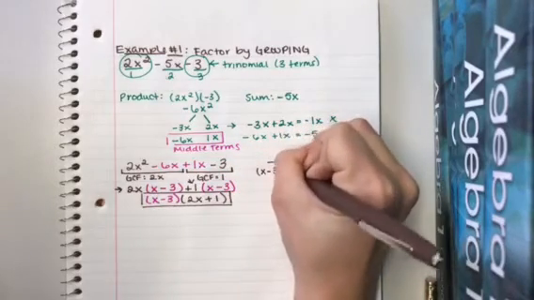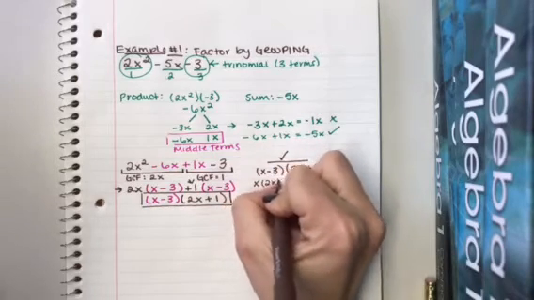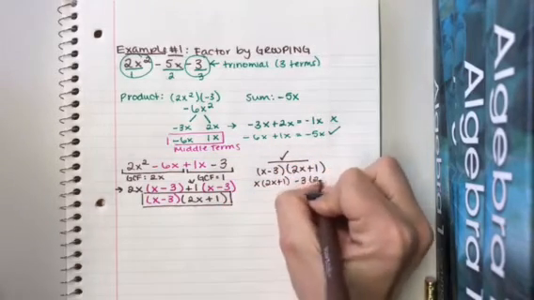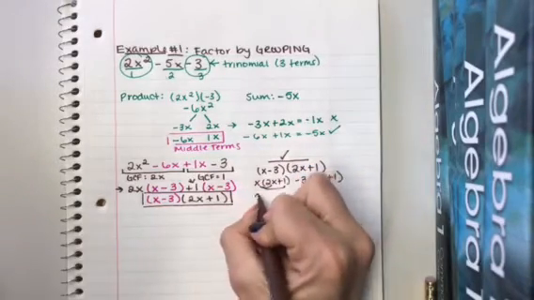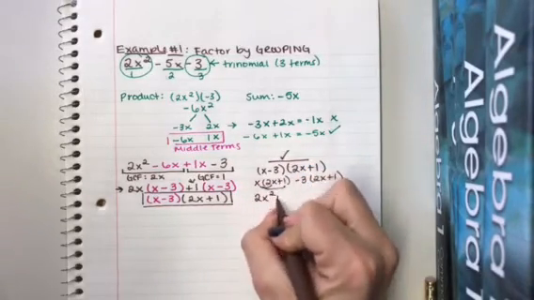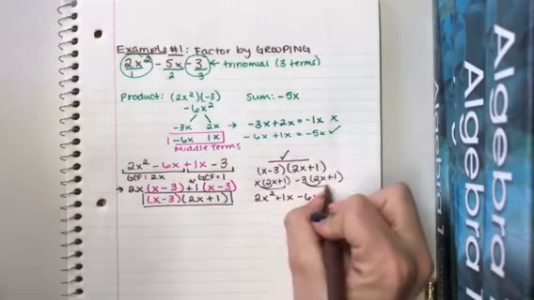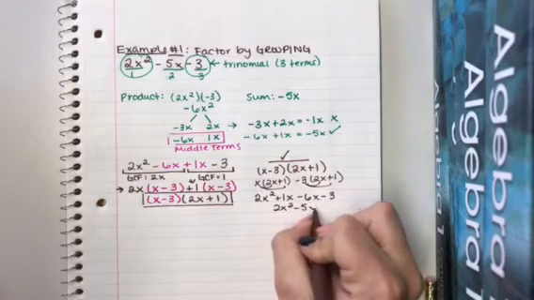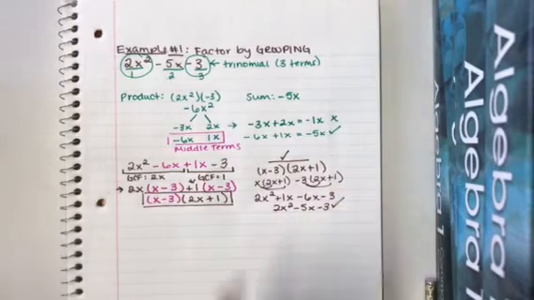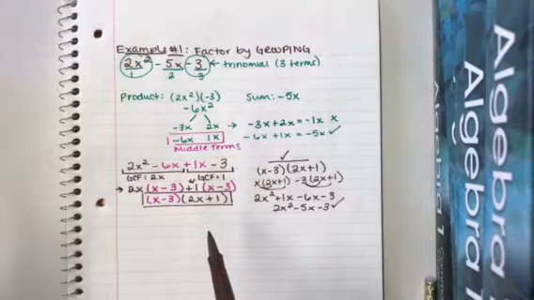So we do x minus 3 times 2x plus 1: x times 2x plus 1 minus 3 times 2x plus 1. And when I go across and distribute twice, we get 2x squared plus 1x minus 6x minus 3, which is 2x squared minus 5x minus 3. So it checks out, okay? So this is going to be the process of factoring by grouping, okay?